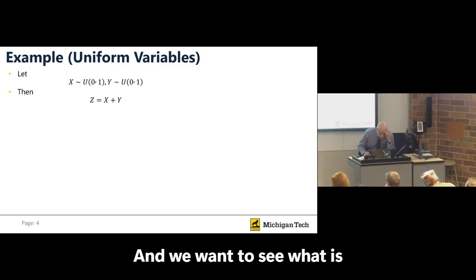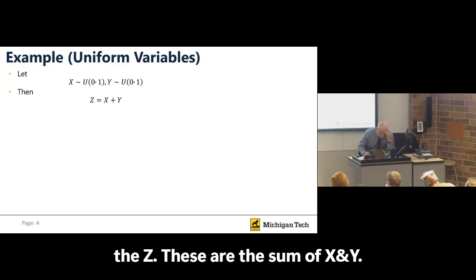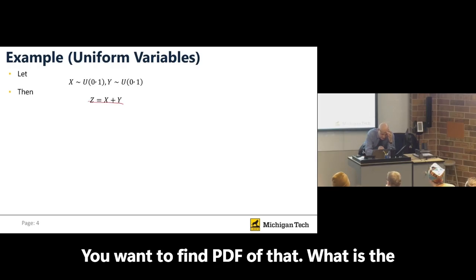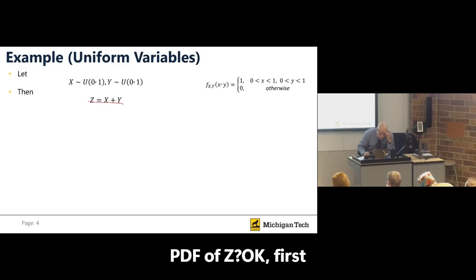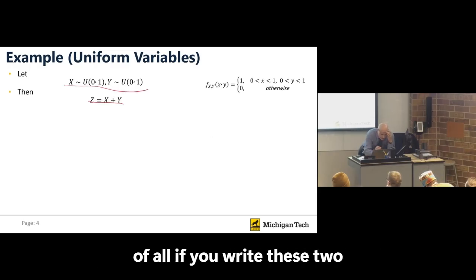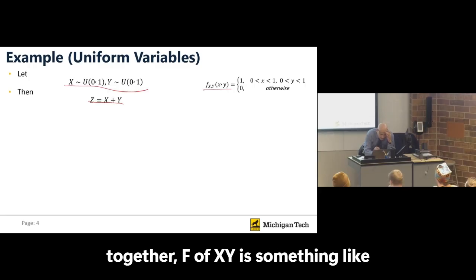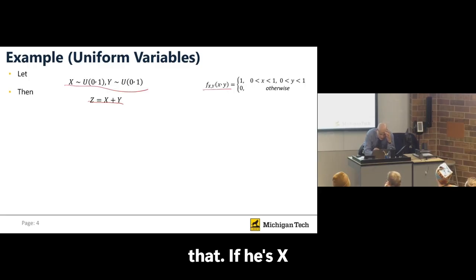And we want to see what is the z. Z is the sum of x and y. We want to find the PDF of that. What is the PDF of z? OK, first of all, if we write these two together, f of x, y is something like that.